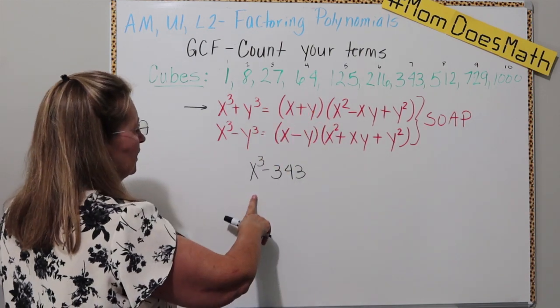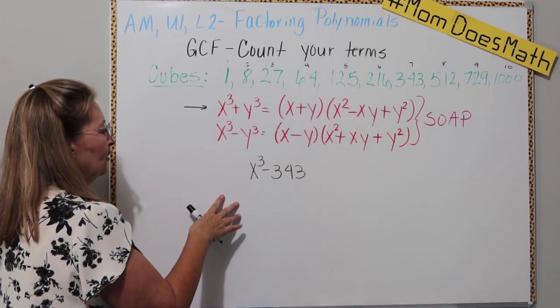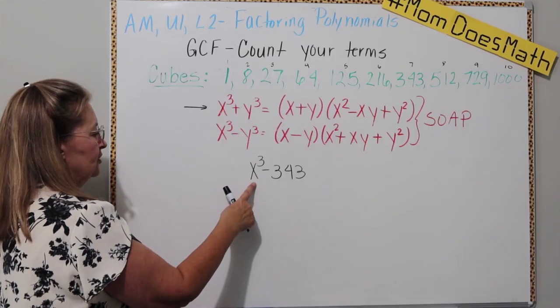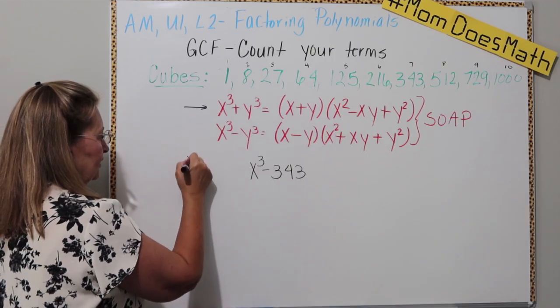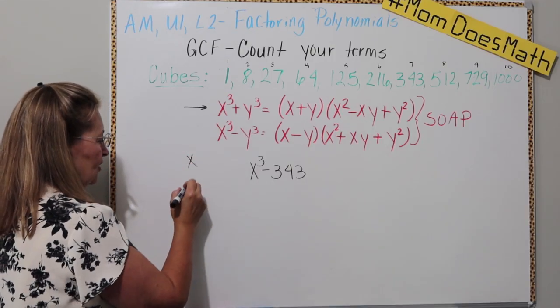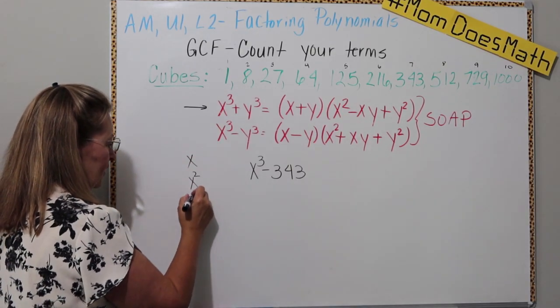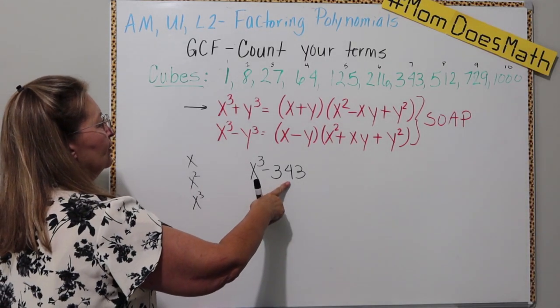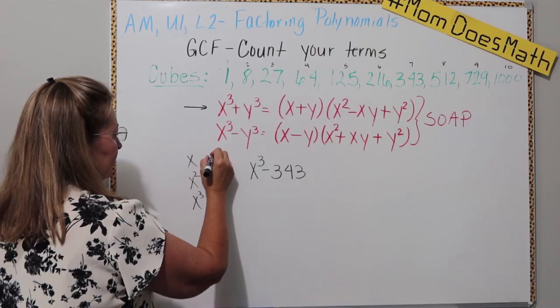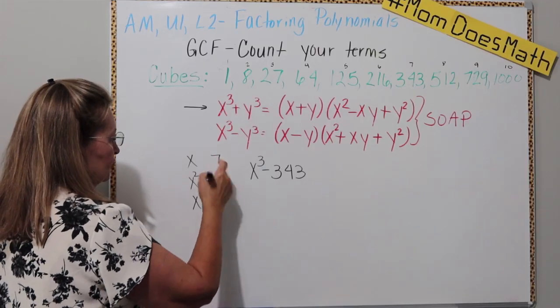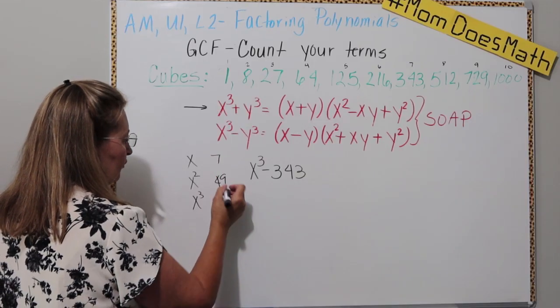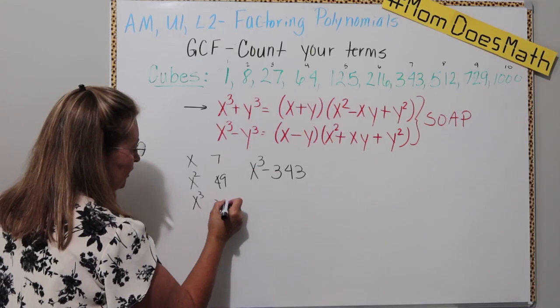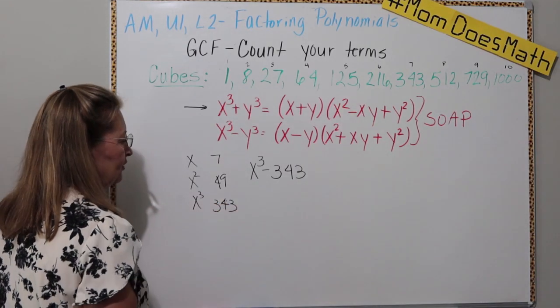Yes, I do. So what I'm going to do is make my little chart. What is the cube root of x to the third? Just x. What is this number squared? X squared. And what is the root cubed? All right, on 343, what's your cube root? 7. What is this root squared? 49. And then that cube was 343.